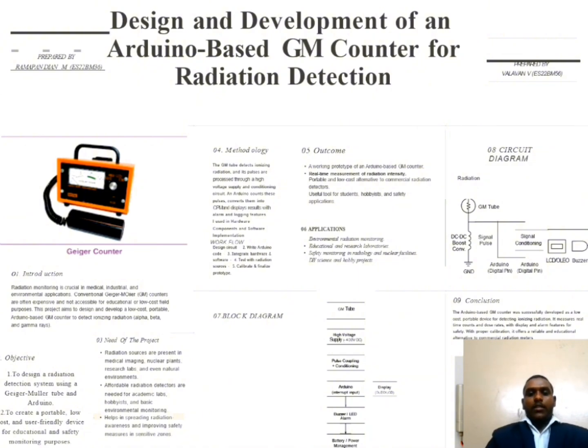The outcome of the project is a prototype Arduino GM counter, mainly used for real-time measurement in laboratories and industrial applications. This is mainly used as a prototype for radiation measurement in research laboratories.